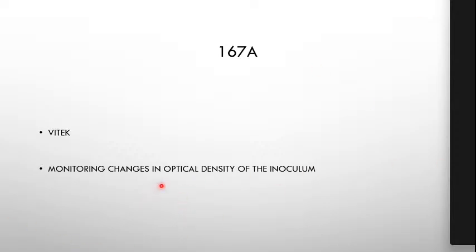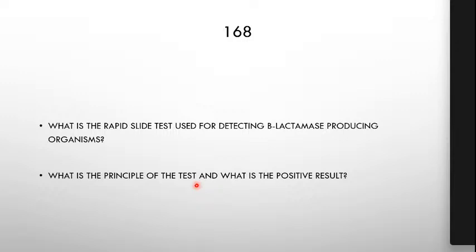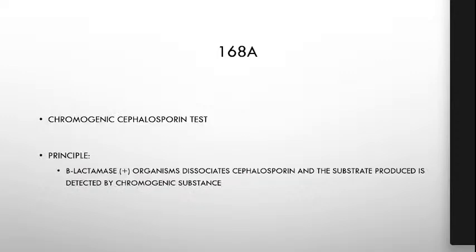So, monitoring changes in optical density. Okay, so optical density is yung turbidity, kumbaga, ng inoculum, whilst it's being incubated inside the Vitek systems. Okay? Now, rapid slide test for determining the beta-lactamase producing organism. Ito napaka-common yan. Chromogenic Cephalosporin test. Actually, in Vitek, we immediately report an organism as MRSA. Okay? A Staph aureus organism if it tests positive for Cephalosporin.